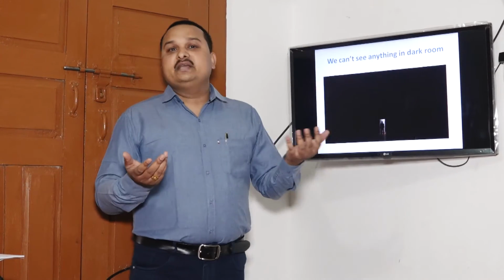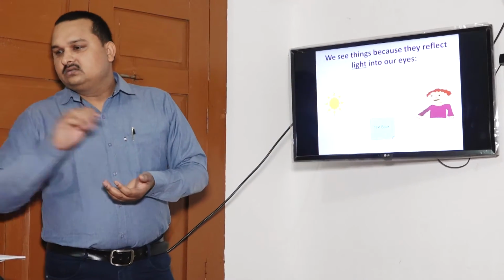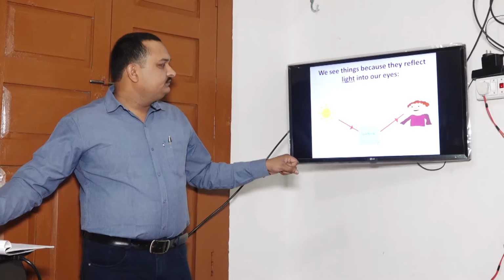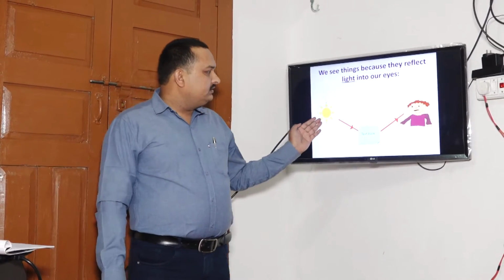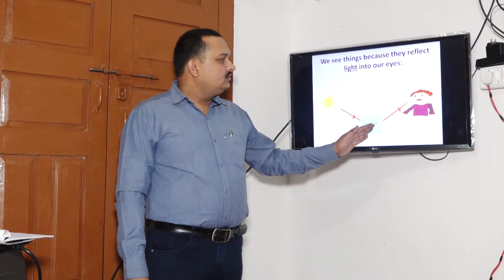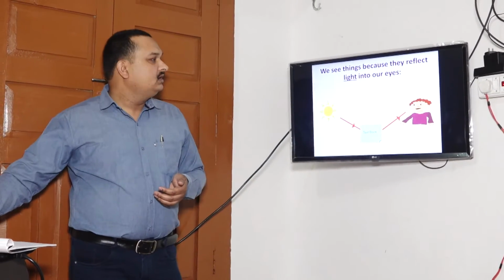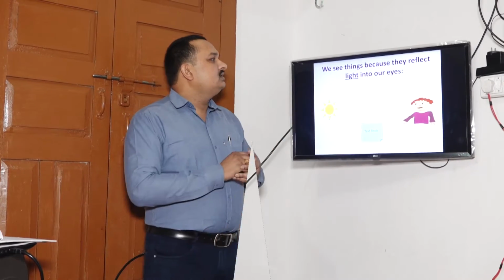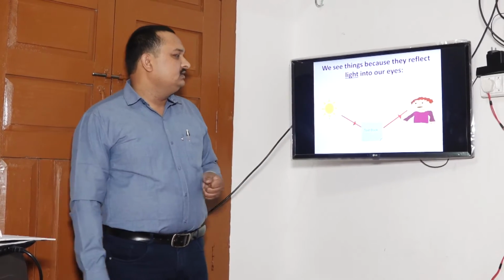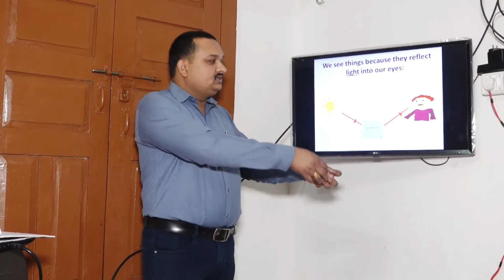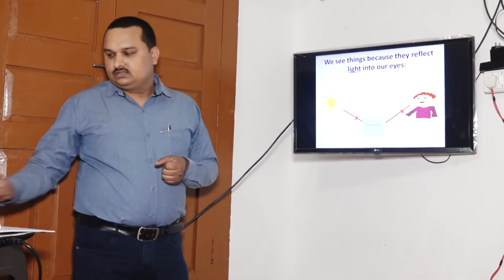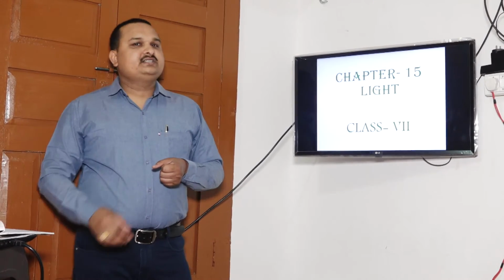But what makes things visible to us? Light reflected from the object emits rays, and these rays from the textbook come into my eyes. We see things because they reflect light into our eyes. How can we see? We can see the textbook by the reflection of rays of light from the textbook to our eyes. So let's start light.